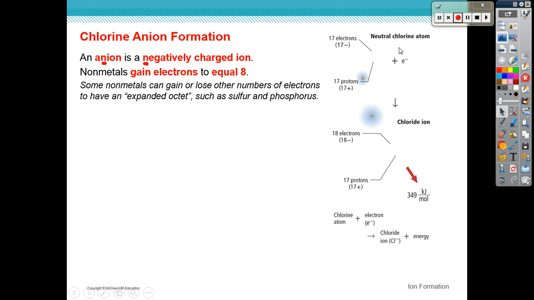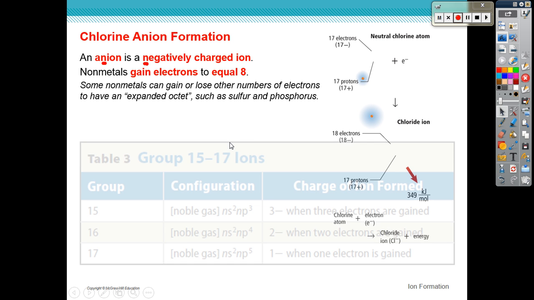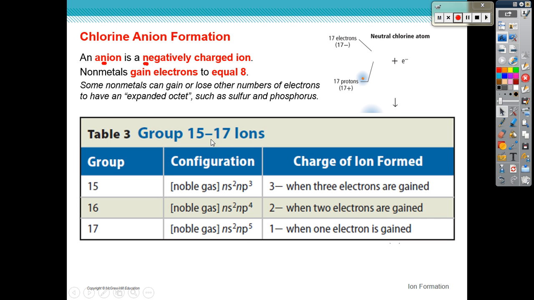This picture is just telling you that it's actually going to release some energy to make that happen. You have to take in energy to make the electrons get excited, and they will leave. To bring electrons in, it seems that chlorine will lose energy in that process. We'll talk more about that when we get to another chapter called thermo.